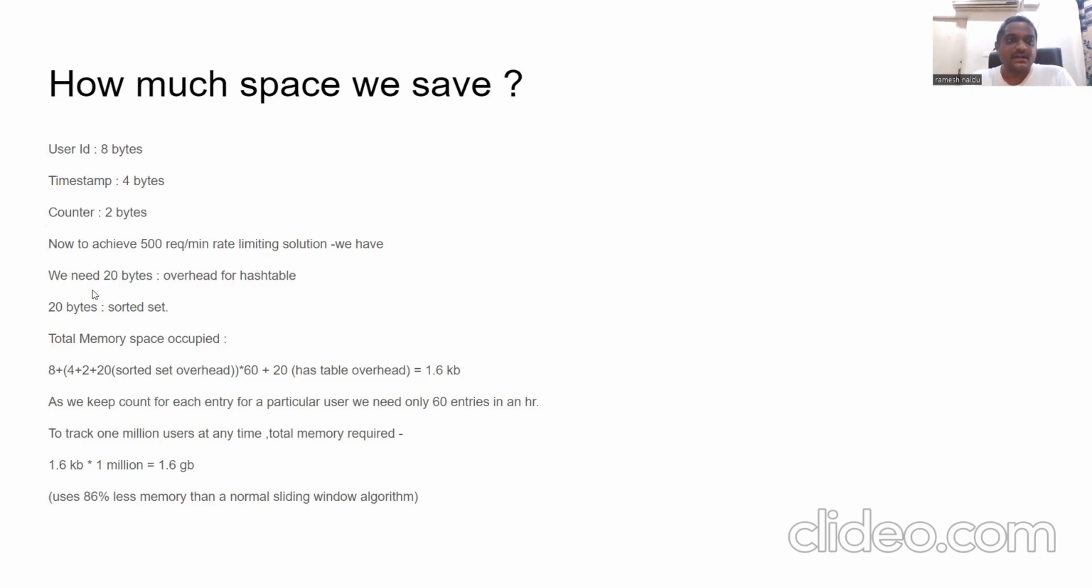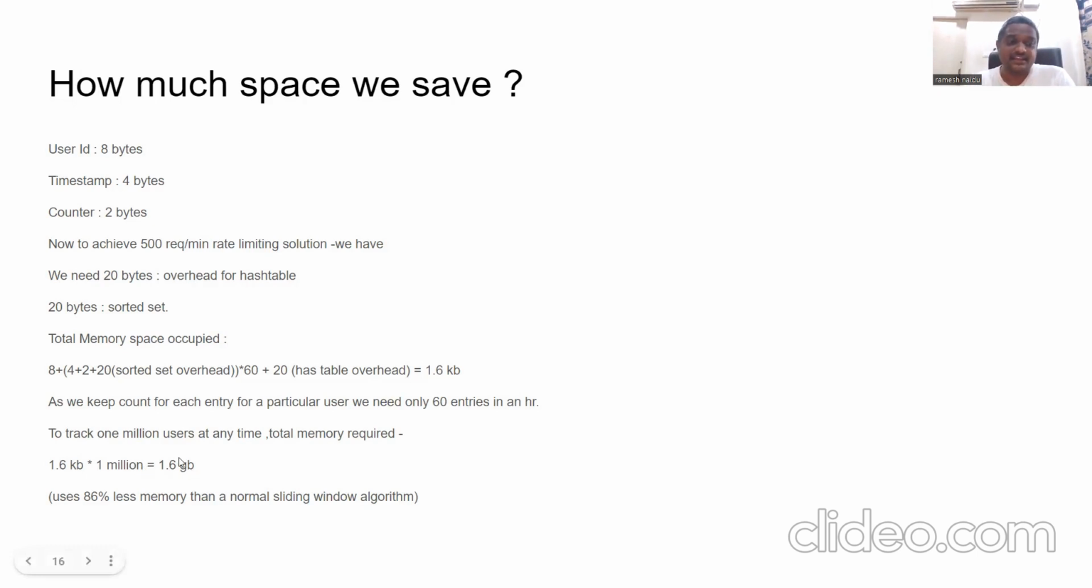Let's see. The same 20 bytes for the hash table and 20 bytes for the sorted set. So total memory: 8 plus 4 plus 2. 4 for the timestamp, 2 for the counter, and 20 for the sorted set, into 60. Even though I have 500 requests per minute, in a particular hour I can hardly have 60 hits because the counter keeps on counting. We have no new entry added. So it will be into 60 plus 20 as the hash table overhead, which is 1.6 GB. Now to track 1 million users, we have 1.6 GB.